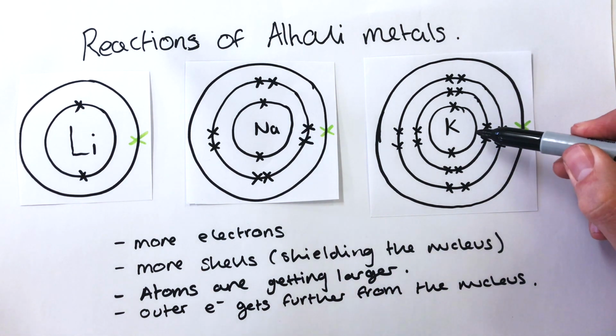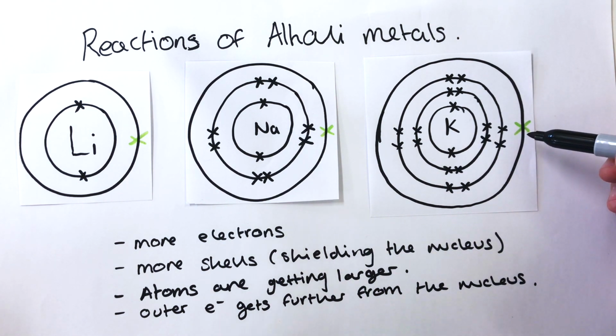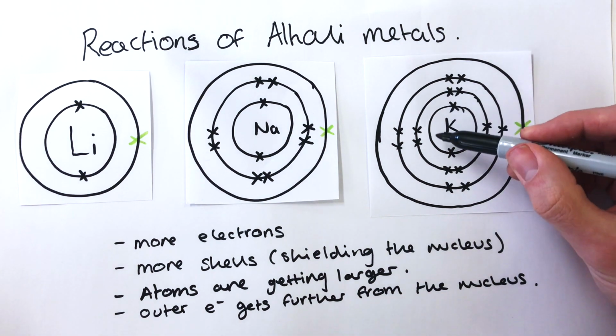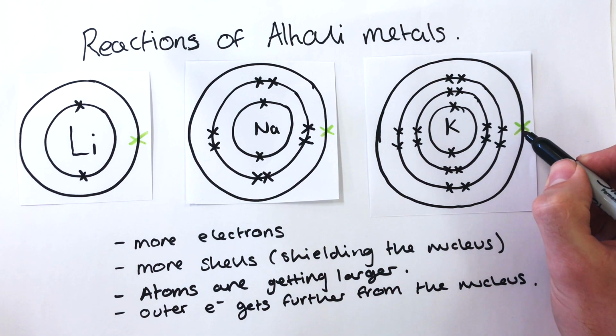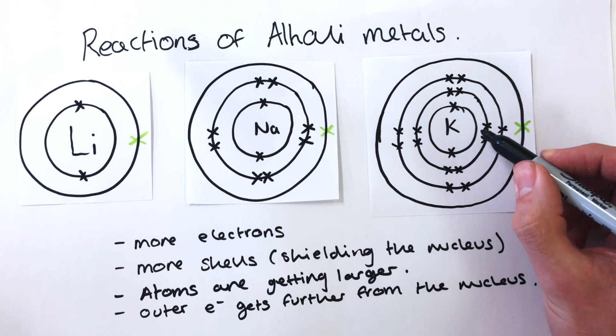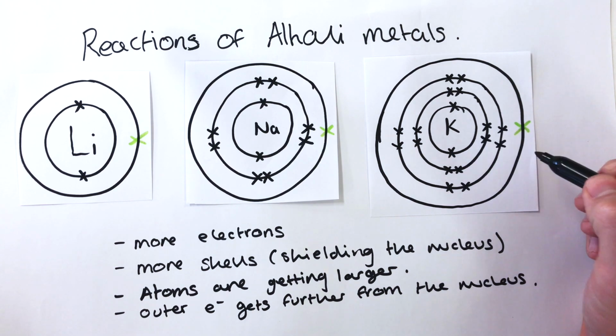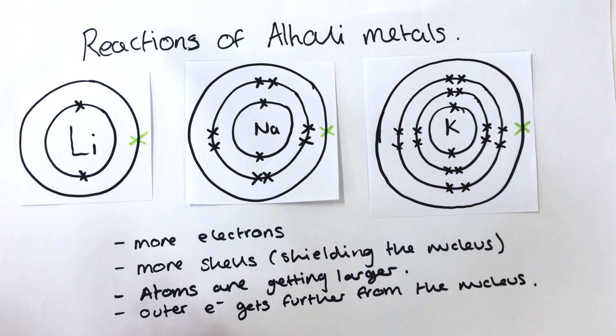And it's this positive nucleus which is actually holding the electron here in the first place. So it's the positively charged nucleus which is attracting this outer shell electron. So as the electron gets further from that nucleus, it gets further away from that positive attraction, and therefore this electron gets lost more easily.